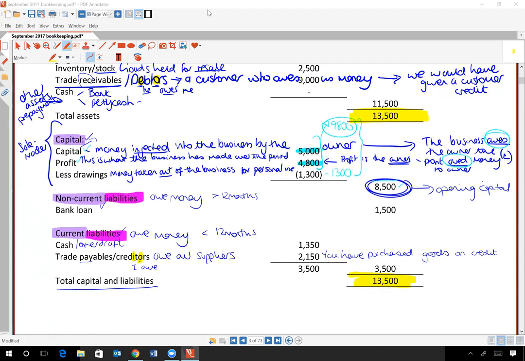Now, before we move on, are there any questions in regards to the balance sheet, or what we refer to as the statement of financial position?